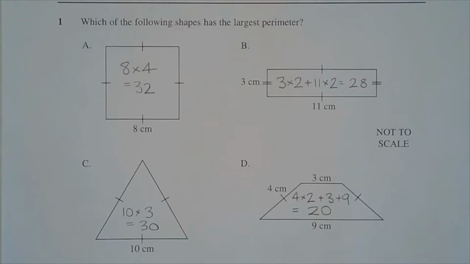And option D is a trapezium. There are 2 equal sides, 4 centimeters each, so that's 4 multiplied by 2, plus the base, which is 9 centimeters, plus the top, which is 3 centimeters, and that equals 20 centimeters. So the answer is option A.